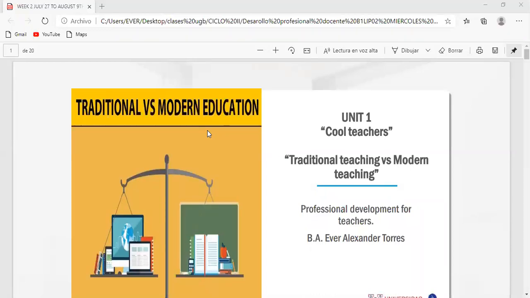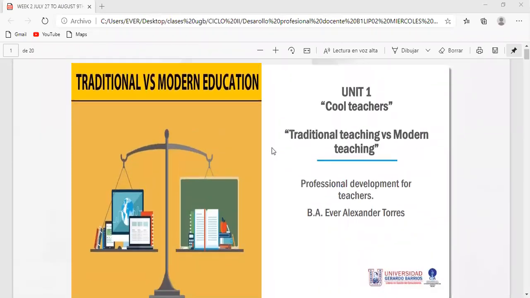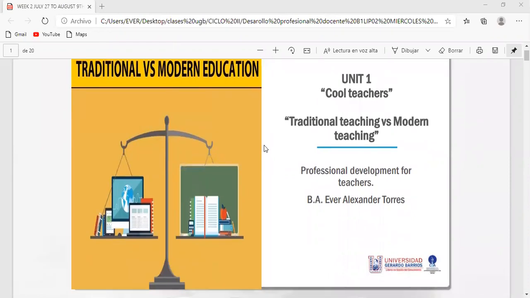All right. And of course, we're having groups of discussions, so you can interact with your classmates, and you can also share your thoughts. So welcome again, and let's start. Today's topic is traditional versus modern education. Okay, and we're gonna focus on these two ways of teaching, right? And we're gonna learn the differences.